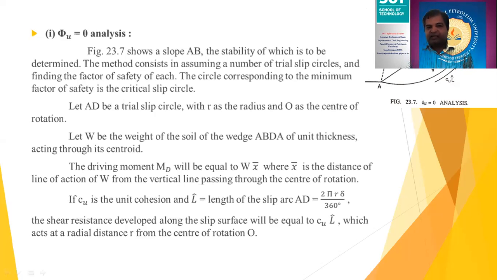The method consists of assuming a number of trial slips. Like for example, if you see, this is a trial slip that I have assumed. You can assume a number of such trial slips. For a trial, I am assuming right now, this is a trial slip at which the particular failure of the slope may occur.